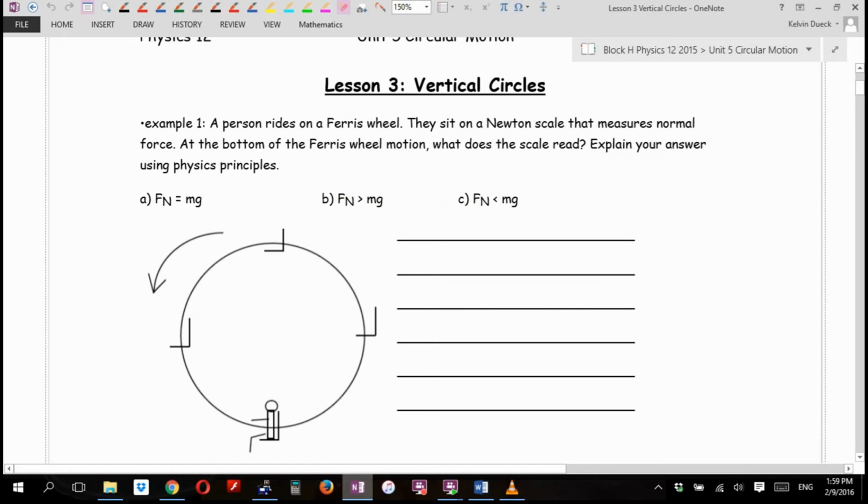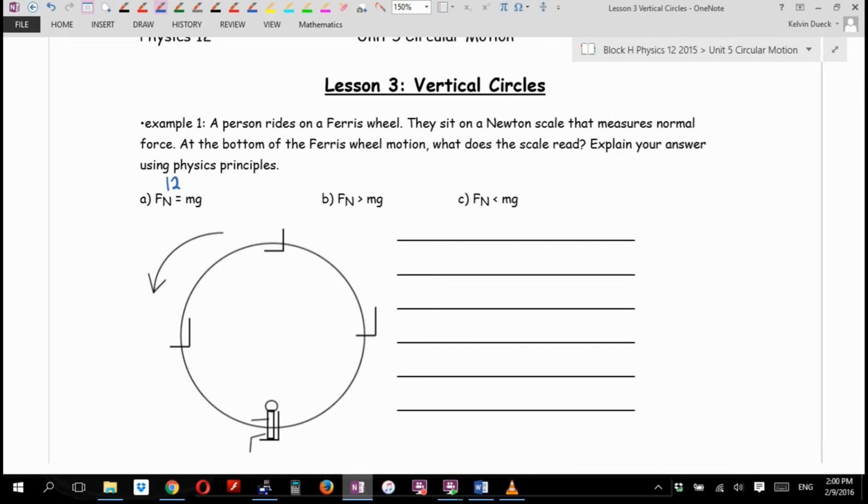Who says A? 1, 2, 3, 4, 5, 6, 7, 8, 9, 10, 11, 12. Who says B? No one? Who says C?